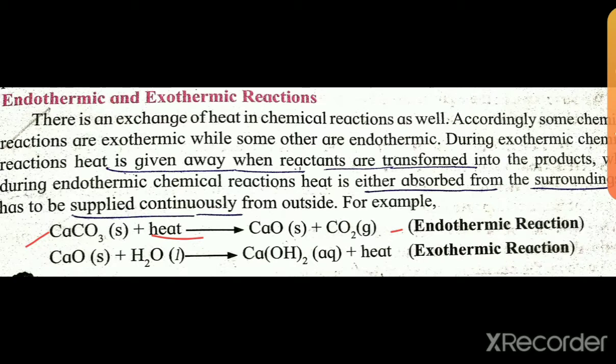And for exothermic reaction, in the second reaction, here we can see CaO, calcium oxide, plus water, gives Ca(OH)2 plus heat. In this reaction at the right hand side, in the product, heat is added. It means heat is given out from the reactants. Therefore this type of reaction is called an exothermic reaction, the reaction in which heat is given out.